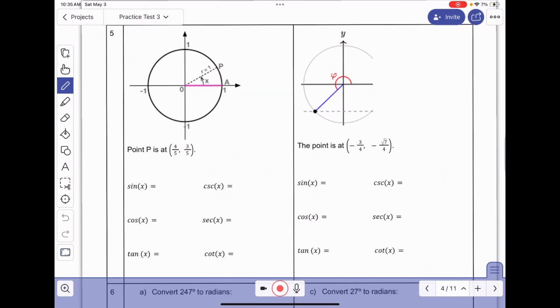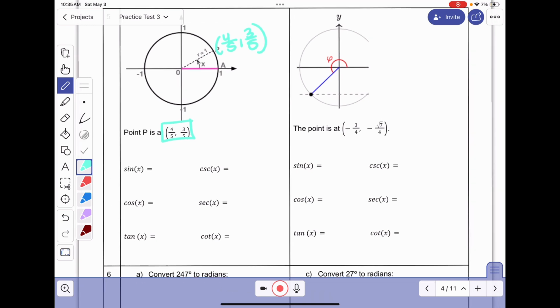All right, let's look at number 5. So number 5 gives us the unit circle. We know it's the unit circle because they tell us the radius is 1. And then it says point P is at 4/5 over 3/5. And then it wants us to find the 6 trigonometric functions.